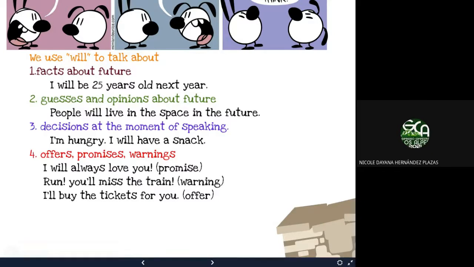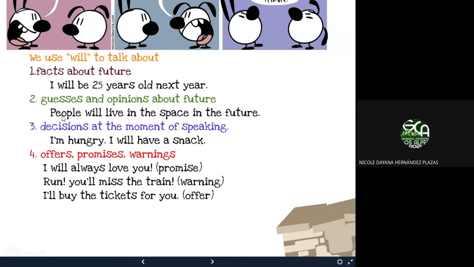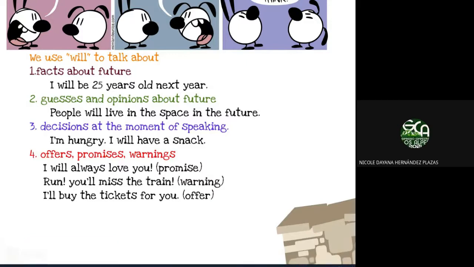Let's take a look to the example. People will live in the space in the future. Do you have evidence for this? No. You have, for example, some researchers, we have like spatial stations and so on, but you don't have buildings and you don't even know if people will be able to live there. Okay? So it is your opinion. Number 3, decisions at the moment of speaking. Look at this one. I am hungry, I will have a snack. Son decisiones que tomas para el futuro inmediato. For example, if you say, I am falling asleep, I will go to the restroom and I will wash my hair. Okay? I will drink some water.